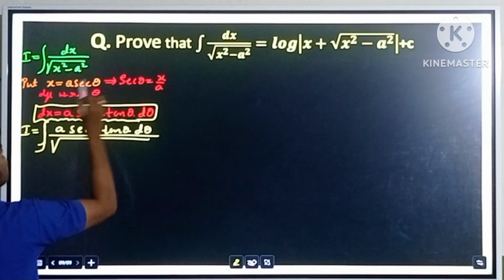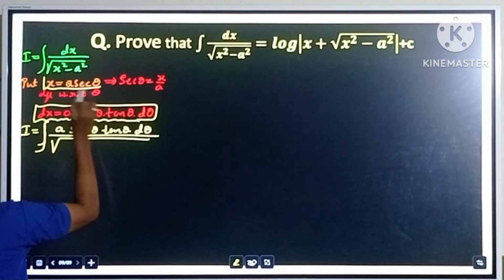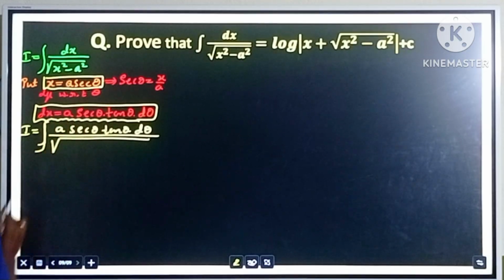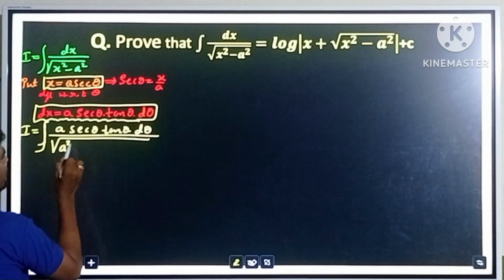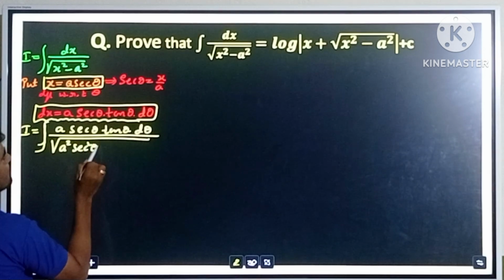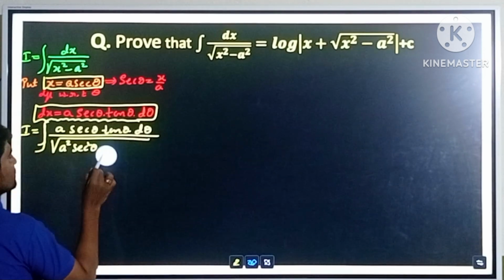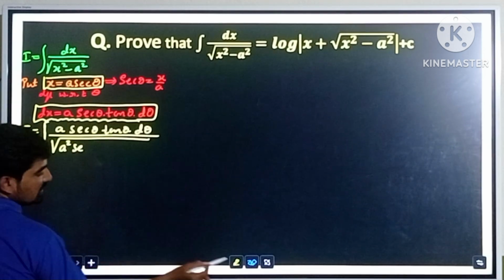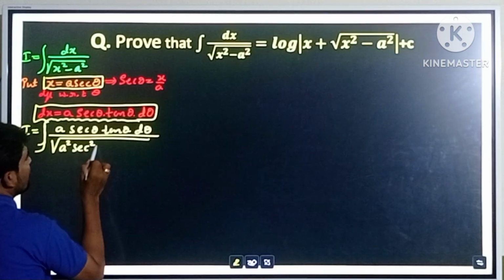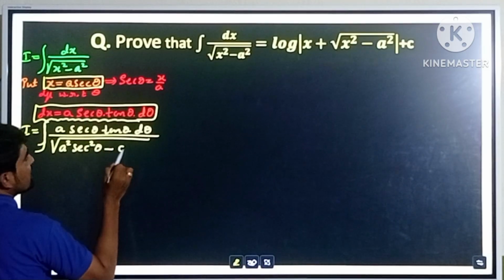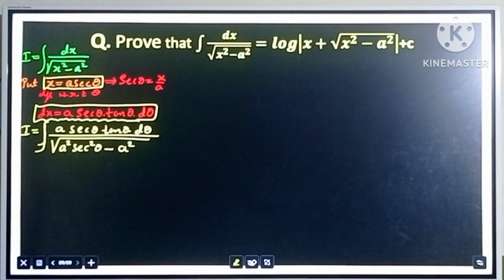x square. What is x? x is a secant theta. Therefore, x square is a square secant square theta, a square secant square theta minus a square as it is. I hope all of you are understanding.